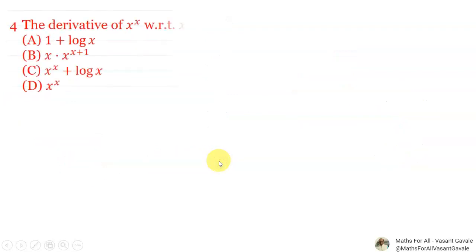Next example, the derivative of x raised to x with respect to x times log x is.